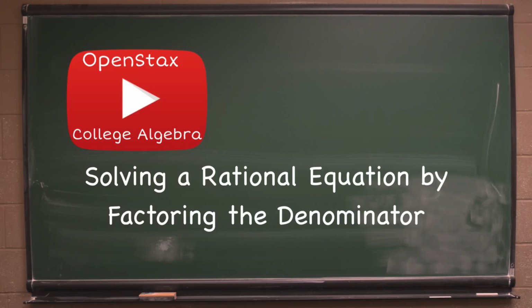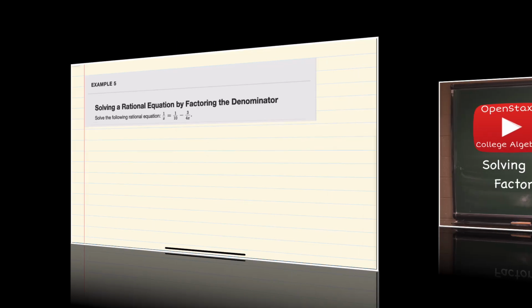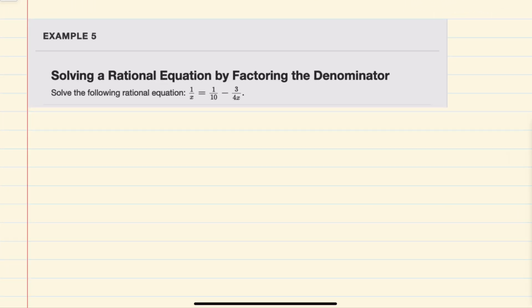In this video, I'll be helping you with the math topic called solving a rational equation by factoring the denominator. And we'll be using this example from the OpenStax College Algebra textbook, where we're asked to solve this rational equation. And I'll start by identifying the lowest common denominator.